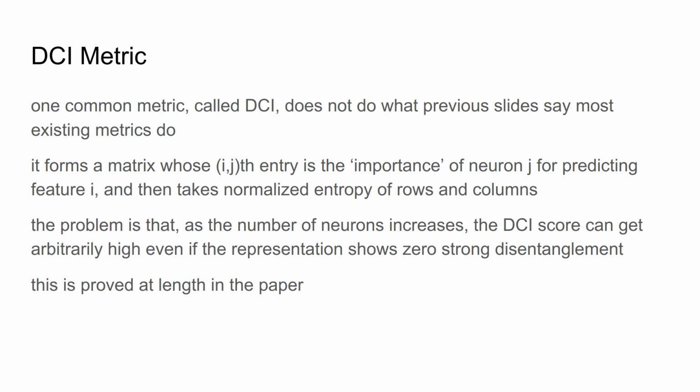And it's kind of due to the number of neurons. You can just observe empirically with DCI as well that as the number of neurons increases, the score gets higher and higher. It also gets very slow to run, but the bigger problem is that it gets higher and higher. And so there's a proof of this point in the paper.